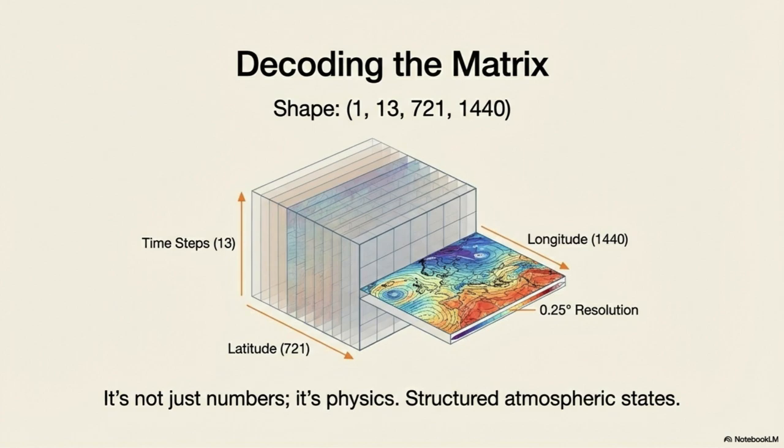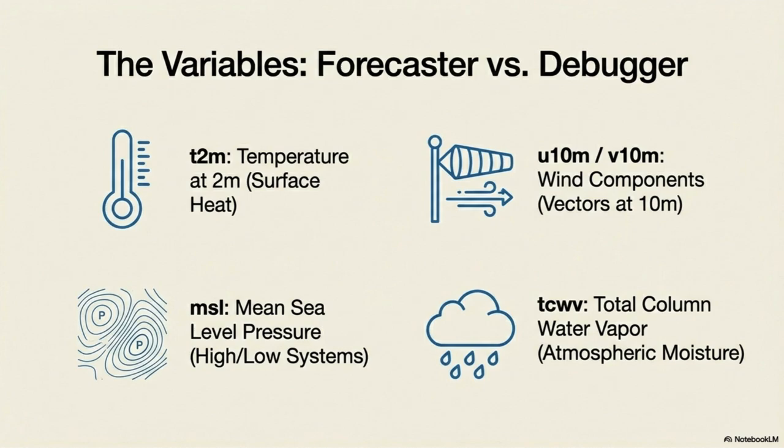The guide also breaks down the shape of the data. 1, 13, 721, 1440. That looks intimidating. It's just the dimensions. 1 is your single start time. 13 is the number of time steps, your initial state plus the 12 forecast steps. And 721 by 1440, that's the global grid. It's a map of the whole world at a 0.25 degree resolution. That's an incredible amount of data.